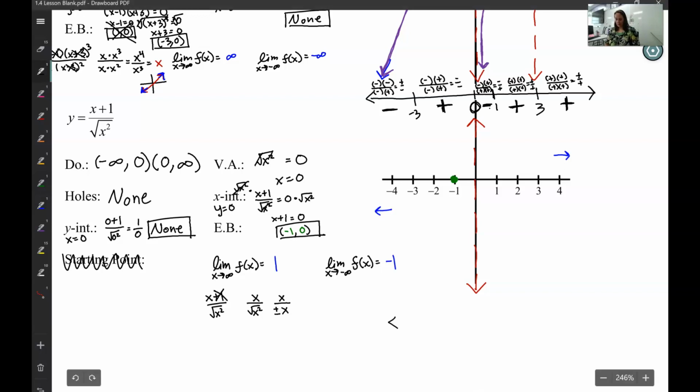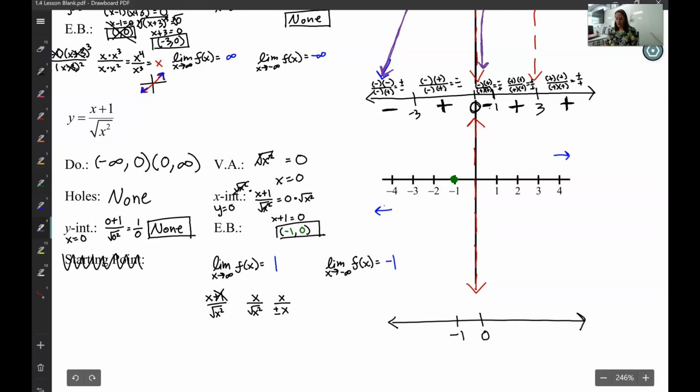Now, let's practice our sign line. So on my sign line, I have negative 1. That's the first place where it might change from negative to positive. I have 0, my asymptote. It could change places. And it looks like that's it for this one. This one's a much simpler one.